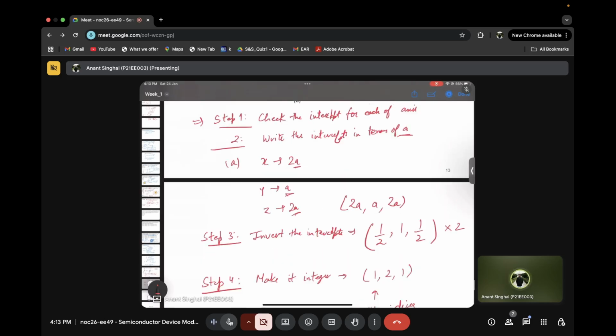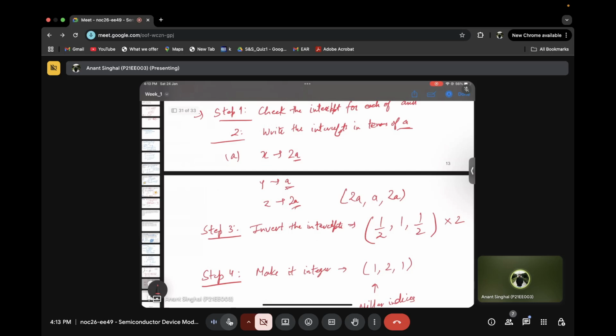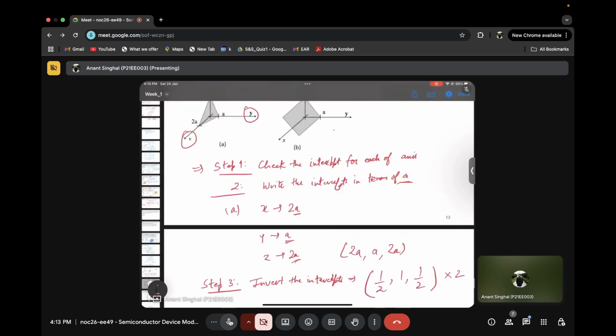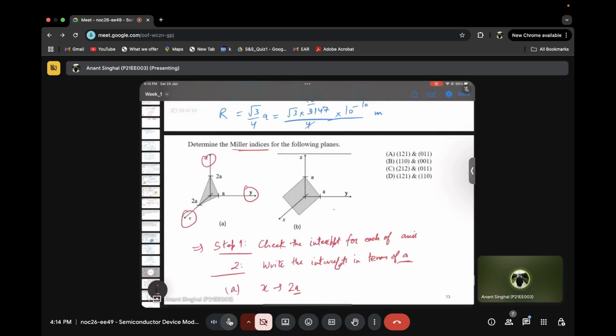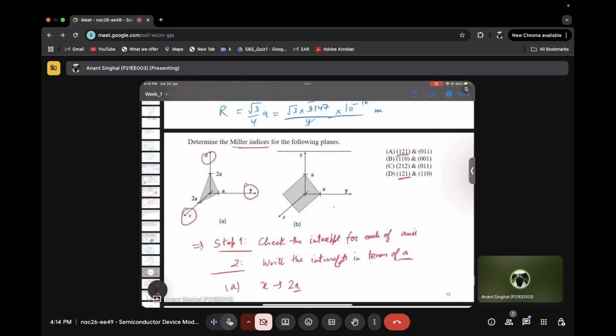Is there any doubt on how to calculate the Miller indices in any of the steps? Quickly write yes or no in the chat box. So for A, the Miller indices would be 1 2 1. Also, we have two options, so we also need to find out for B. Quickly find the Miller indices for B and let me know the answers in the chat box.